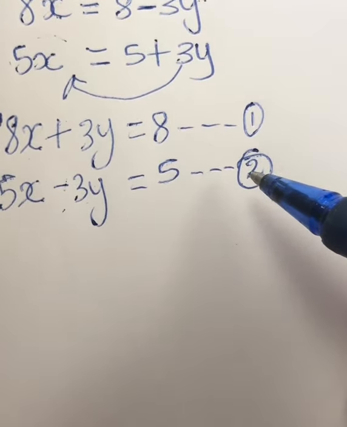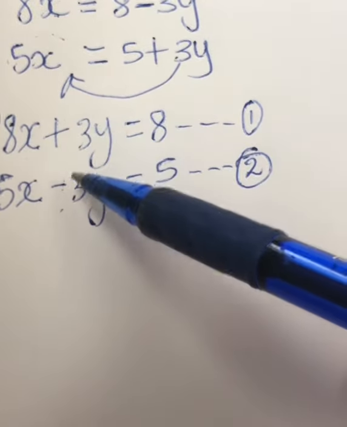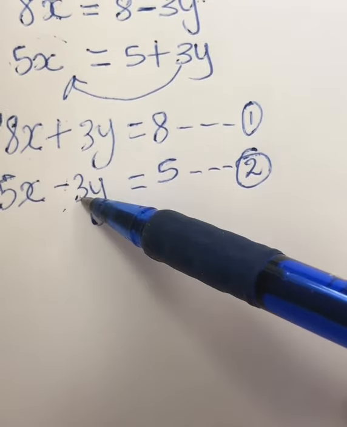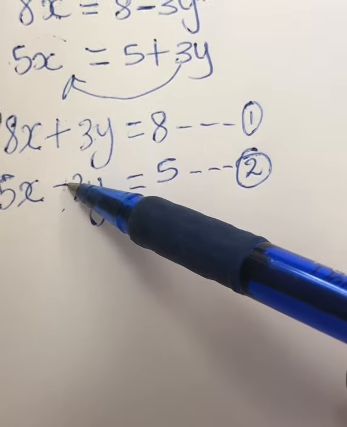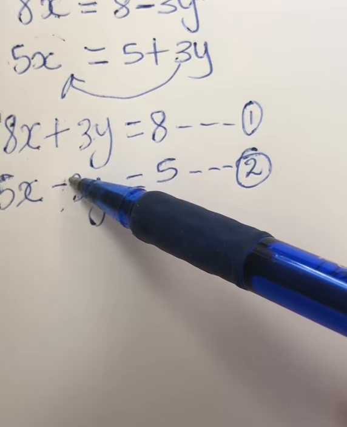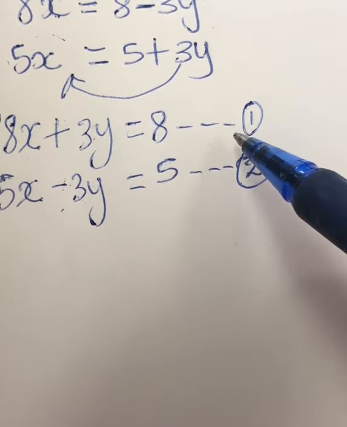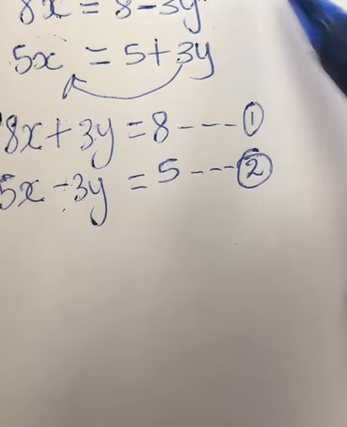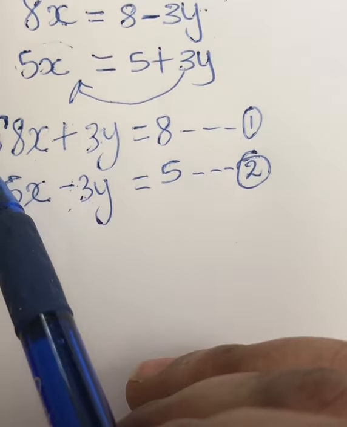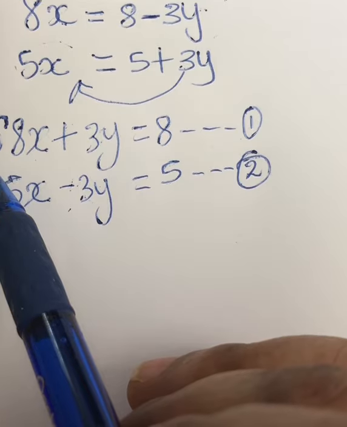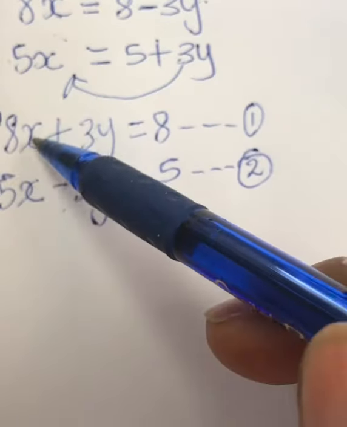Or we will say, what do I do with these two numbers to get 0? Positive 3 and negative 3, we add them to get 0. Or how do I get to eliminate them? The only way we can eliminate them is by adding. So we add throughout our like terms.